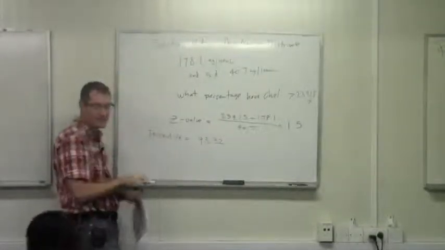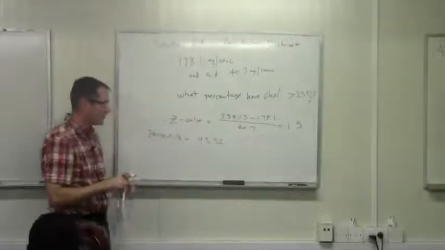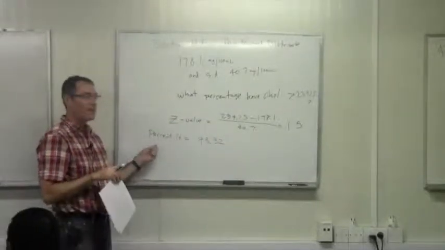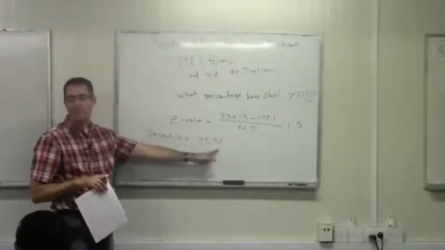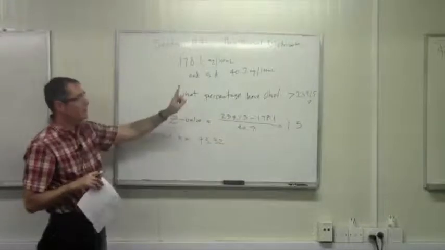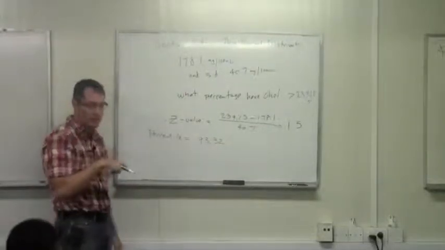You didn't get it right. That's not the answer. Oh, which one? This one? Good. You got 1.5 right. Good. All right. Does this answer the question? No. That's how many people were lower than 239.15. We want greater than that.